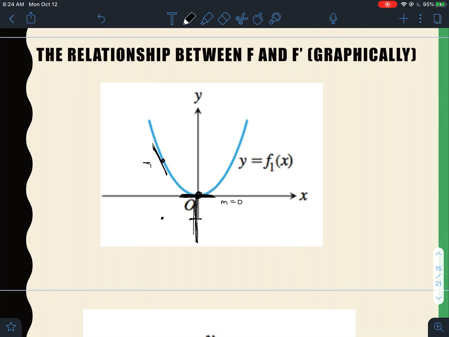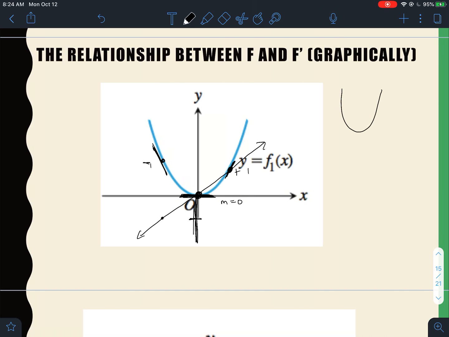So at (0, 0), it has a slope of 0. What about if I wanted to make it right here? Well, that looks like it's going to have a positive slope, right? Because the tangent line's going up. It looks to have like a slope of 1. So right there, I should have a tangent line that has a slope of 1. And then if I connected those, that is the graph of the derivative.